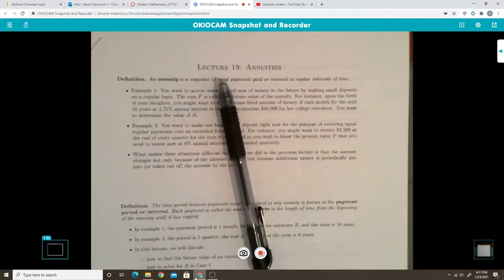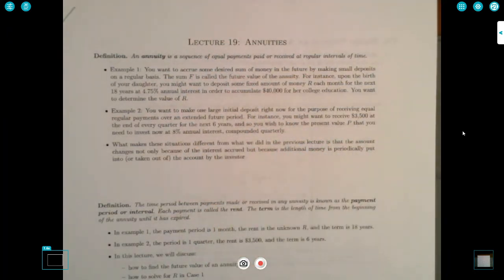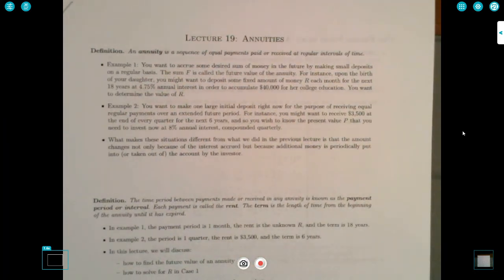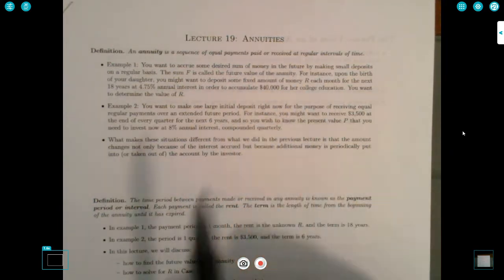All right. The next topic in our discussion of finances and how functions play a role in finances, so the next topic we're going to discuss is about annuities. So an annuity is a sequence of equal payments paid or received at regular intervals of time.